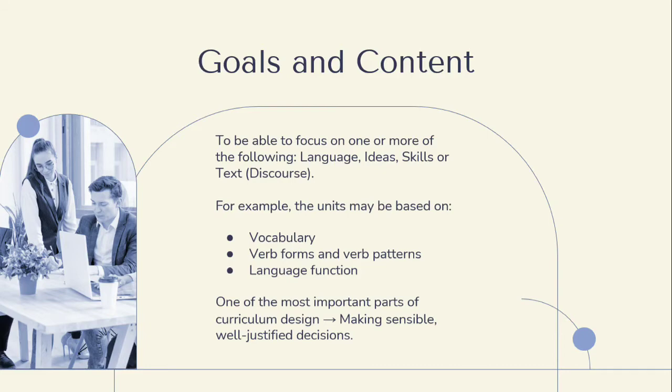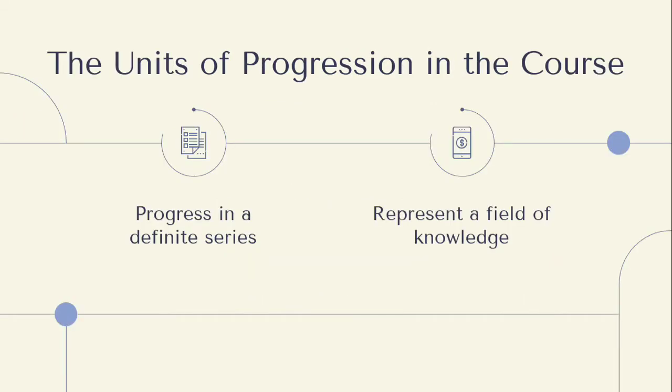In each of these four areas, decisions about the units for planning and evaluating courses must be made. For example, in the area of language, the units may be based on vocabulary, verb forms and verb patterns, sentence patterns, or language function. Therefore, making sensible, well-justified decisions about content is one of the most important parts of curriculum design.